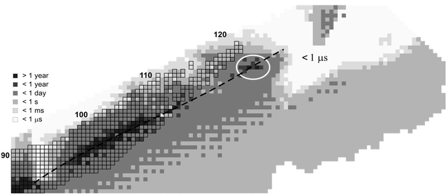Tennessine is a synthetic chemical element with symbol Ts and atomic number 117. It is the second heaviest known element and the penultimate element of the seventh period of the periodic table.